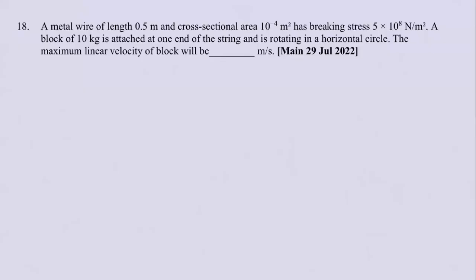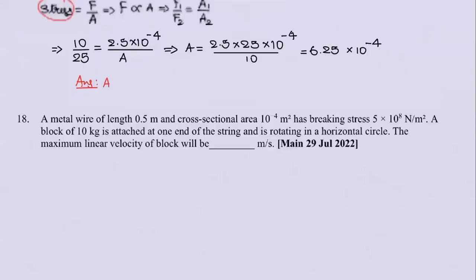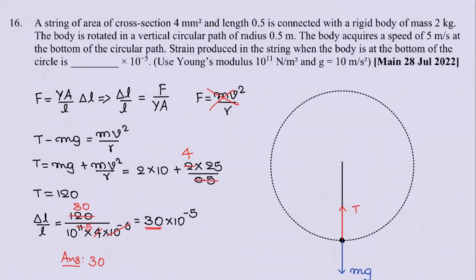Question number 18, observe. A metal wire of length 0.5 meter and cross-sectional area 10 power minus 4 meter square has breaking stress 5 into 10 power 8 Newton per meter square. A block of 10 kg is attached to one end and rotating in a horizontal circle. Sir, circular motion, we already solved it. Be careful. When we solved it, check it, it is given clearly vertical circle.